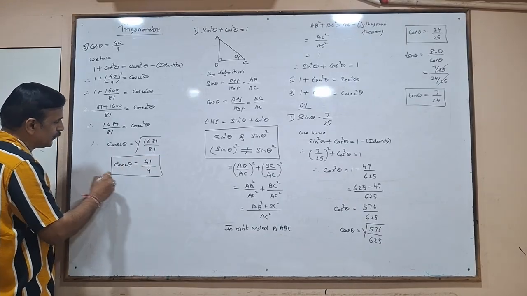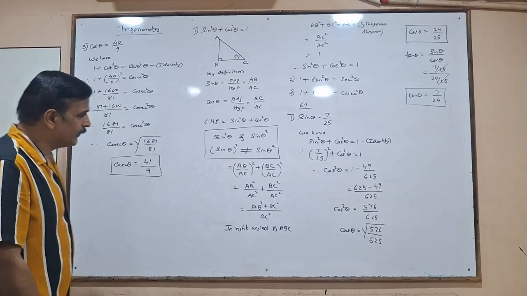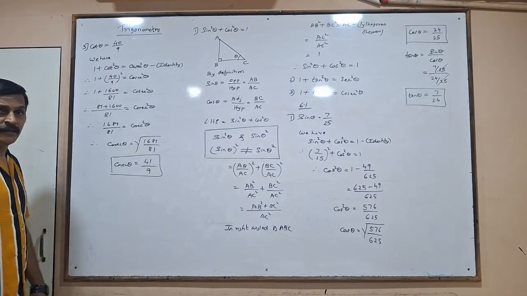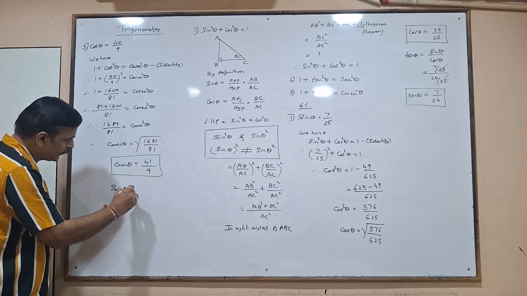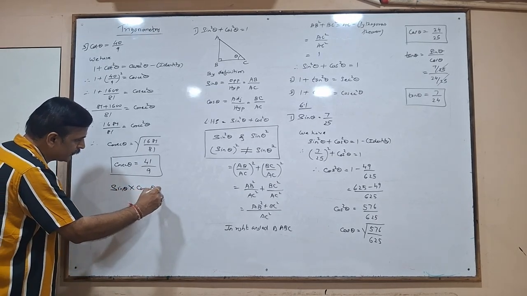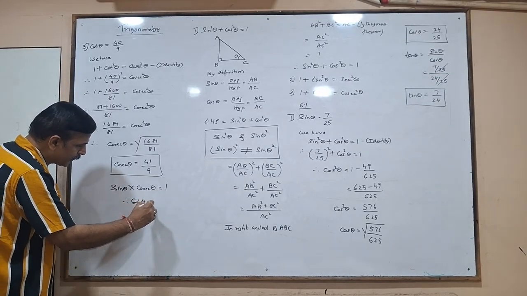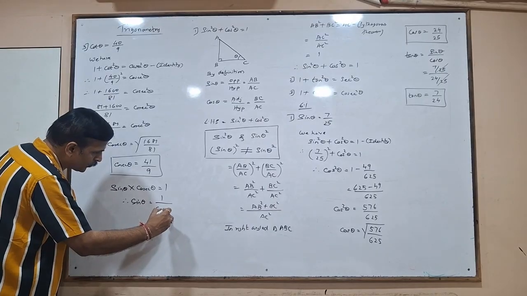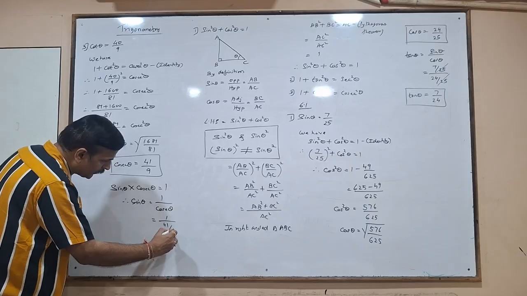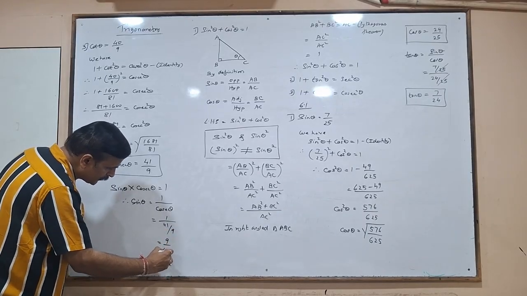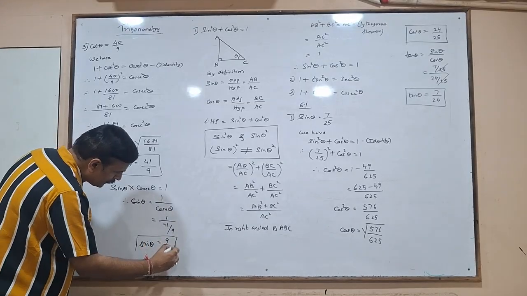So we got cosec theta. We also want sin theta. As we know, cosec and sine are reciprocals of each other. So sin theta into cosec theta is equal to 1. So sin theta will be 1 upon cosec theta, which will be 1 upon 41 by 9. Which is 9 upon 41.